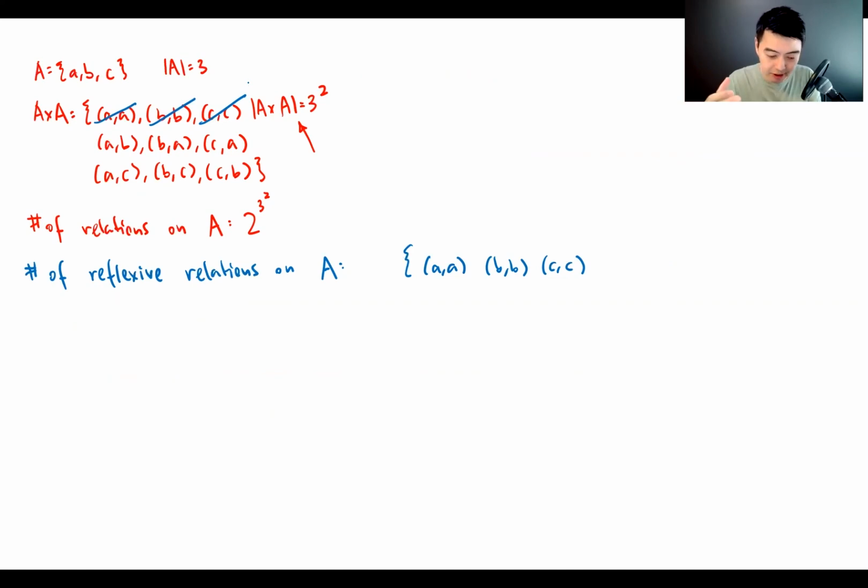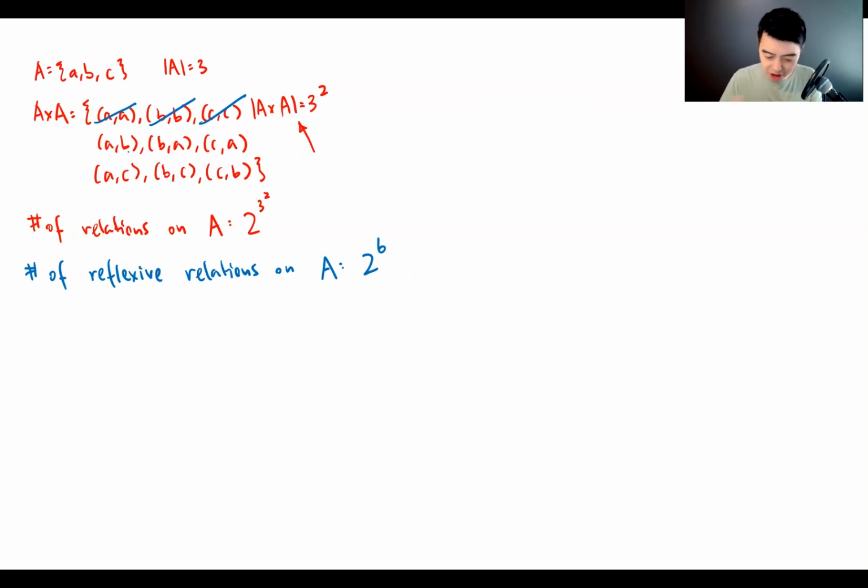So I have two choices for AB. BA, two choices. CA, two choices. AC, two choices, and so on, right? So hopefully you can see that the answer here is 2 to the 6, because there's 6 remaining elements.